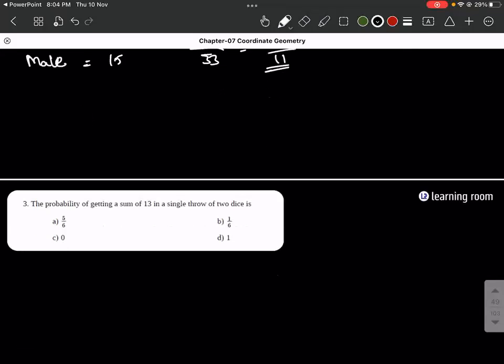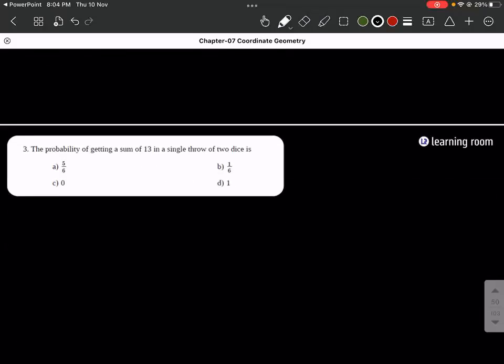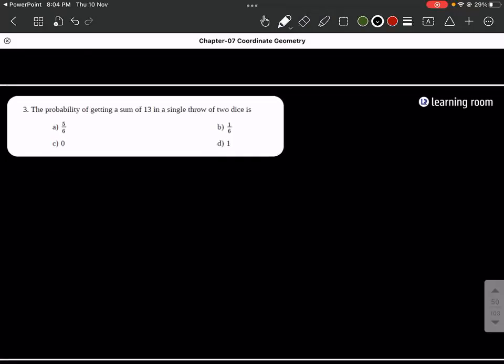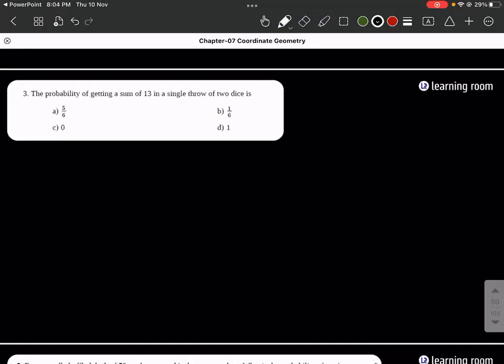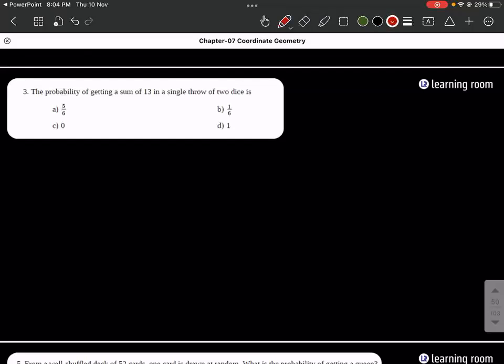Yes, sir. A. The probability of getting a sum of 13 in a single throw of 2 dice. You need not even solve. Can you get a sum of 13 from two numbers on a dice? 0, because the maximum number you can get is 12.